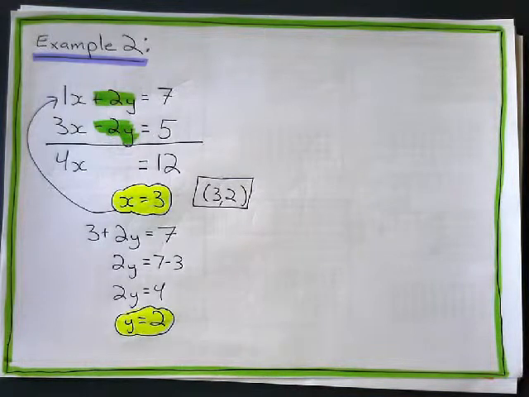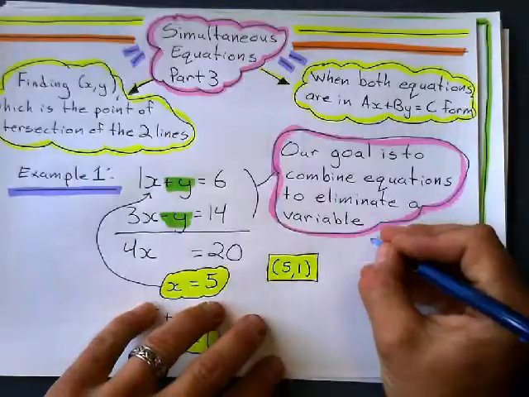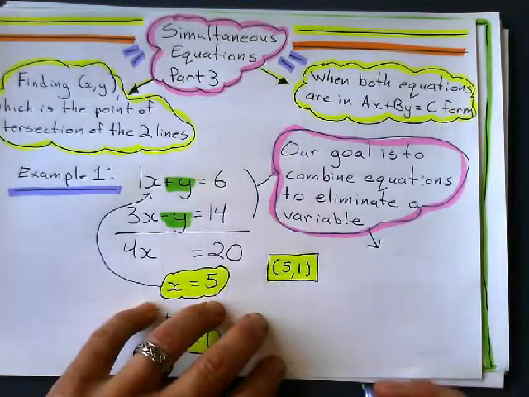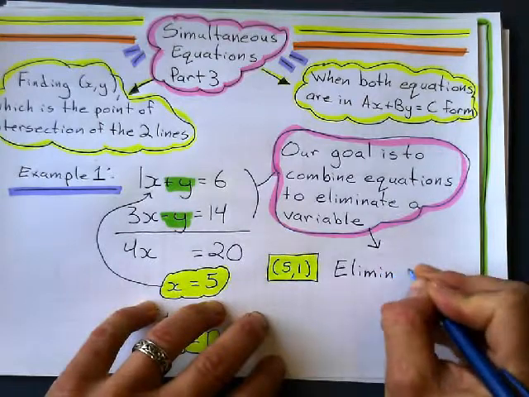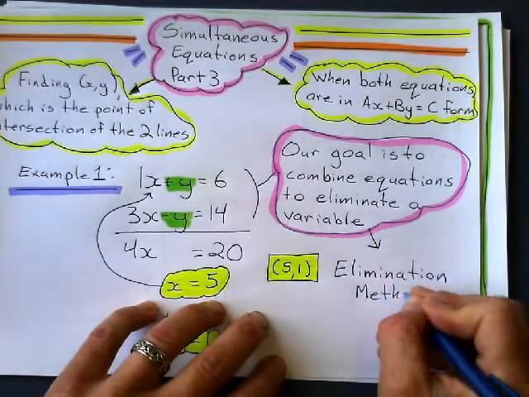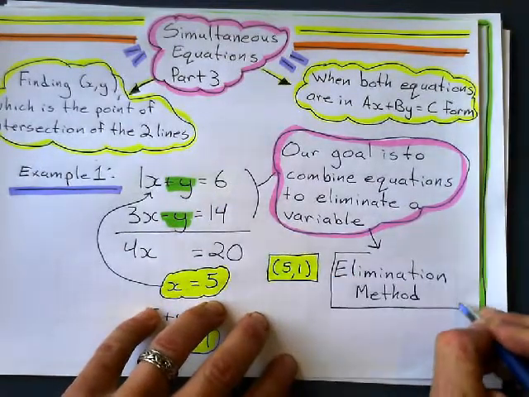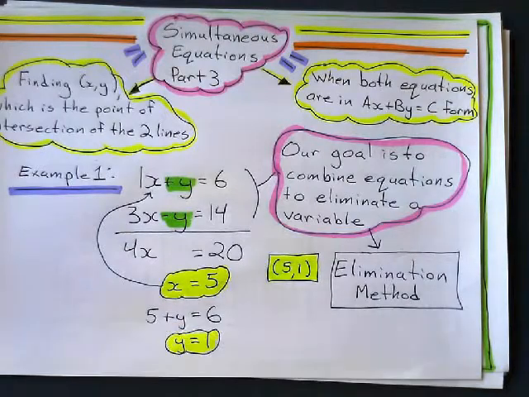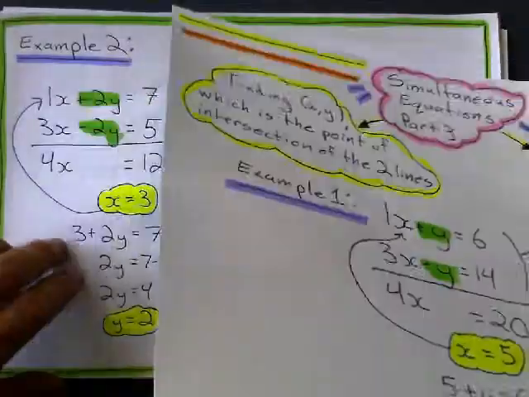Nice whole numbers. Okay, before I go on though, back to our notes real quick. This method does have a name, which I forgot to write down. It is called the elimination method, and that is important to know because I will be referring to it. So when we talk about eliminating a variable, that's the name for it. Okay, let's look at one more example.